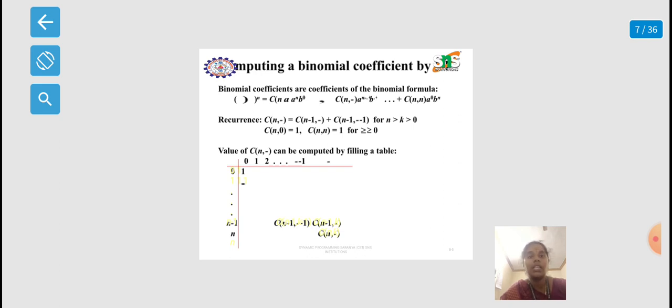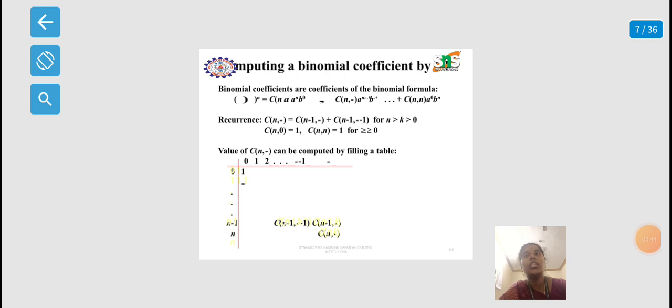C of n comma k equal to C of n minus 1 comma k minus 1 plus C of n minus 1 comma k, for n greater than k greater than 0, with the initial conditions of C of n comma 0 equal to C of n comma n equal to 1. A dynamic algorithm constructs an n by k table with the first column and diagonal filled out using the initial conditions.